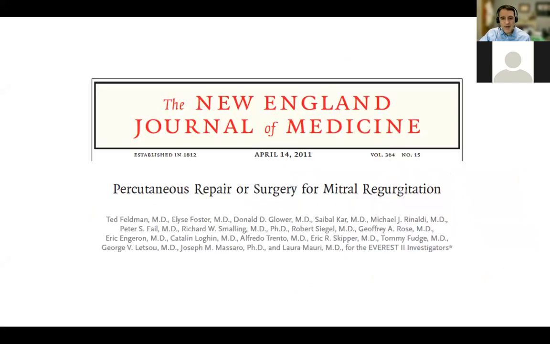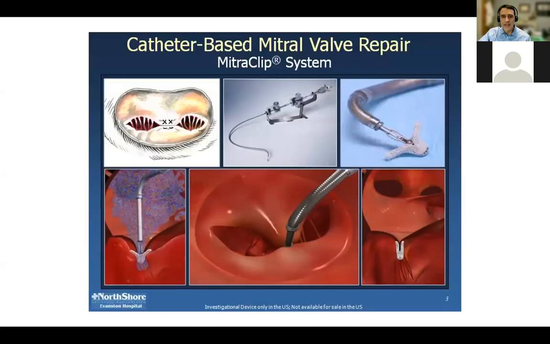So percutaneous repair for mitral valve is really not something new. In 2011 was the first publication of the EVEREST II investigator trial. This was a small trial, but still a pioneering trial where they compared percutaneous repair versus surgical repair for a combination of mitral insufficiency, but largely primary as compared to secondary, which is mostly what we see currently. And this is what they did.